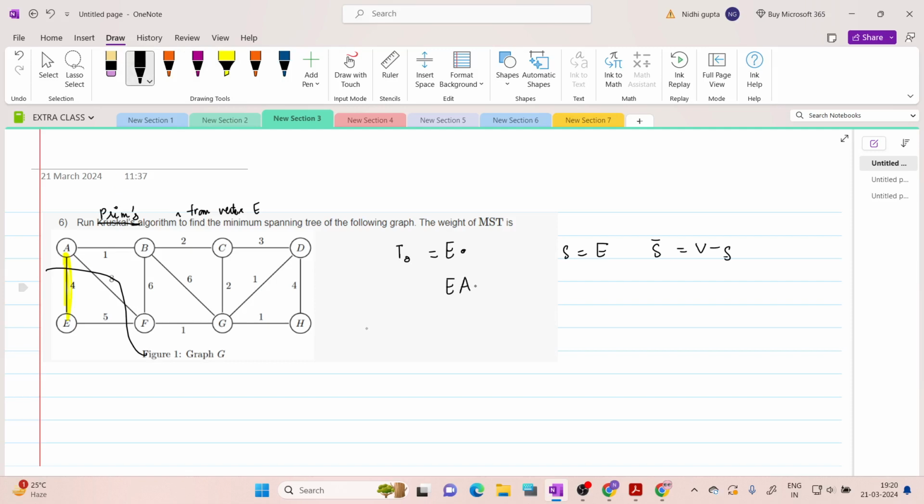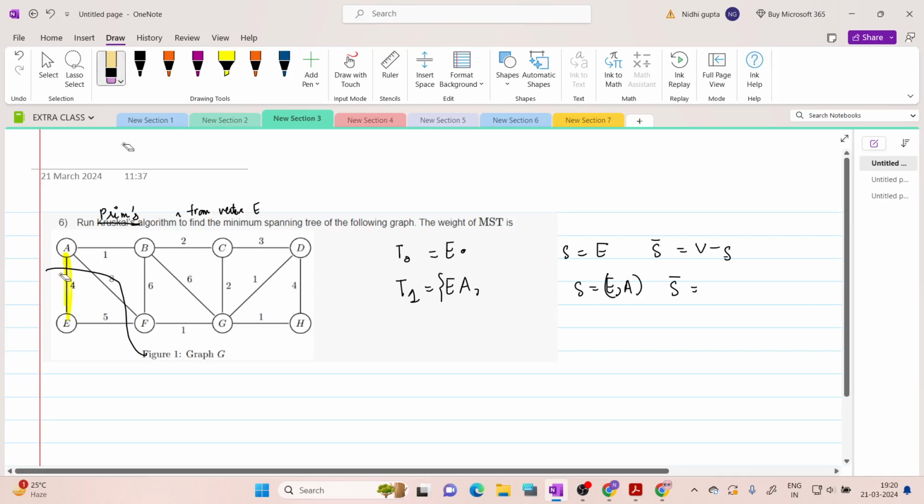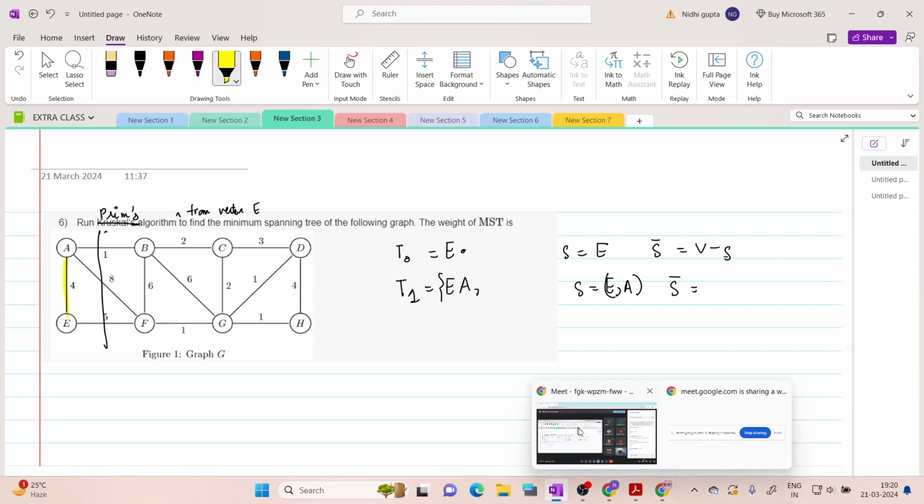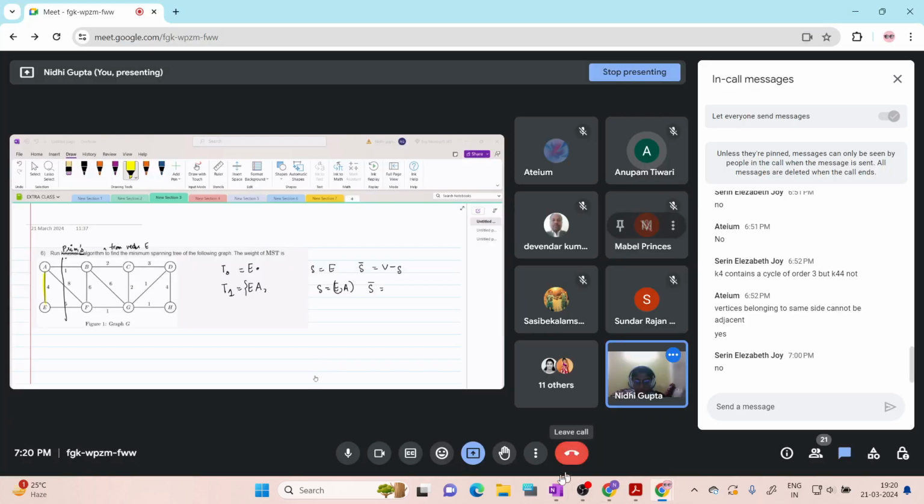Now if our edge is EA, what is the next step? We have to keep EA in one set and all the others in another set. Then we have to again see which is the minimum. So now our cut is this. So what is the minimum edge now? AB. So does everyone think the edge is AB? Yes. Okay.